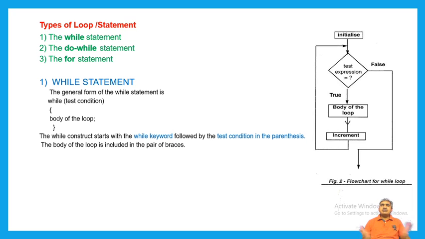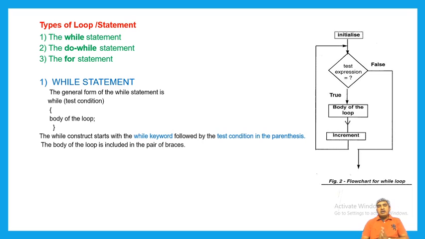Now we are going to see what the while statement is. The general form of a while statement is: while (test condition). Here, while is a keyword. The test condition is in parentheses, and it is not terminated with a semicolon. If the test condition is true, the body of the loop is executed. But if the condition is false, then the execution of the program goes outside the loop.